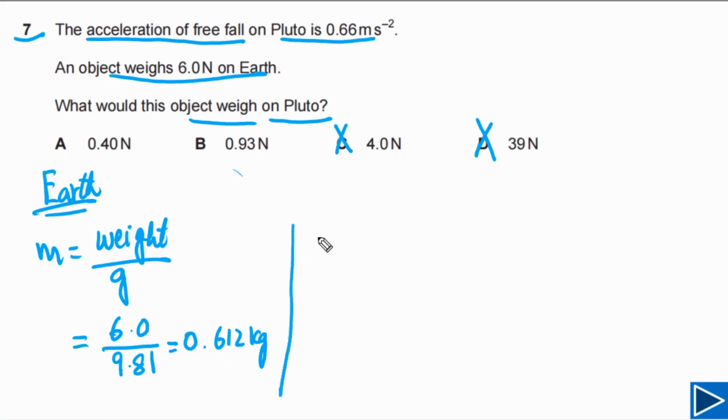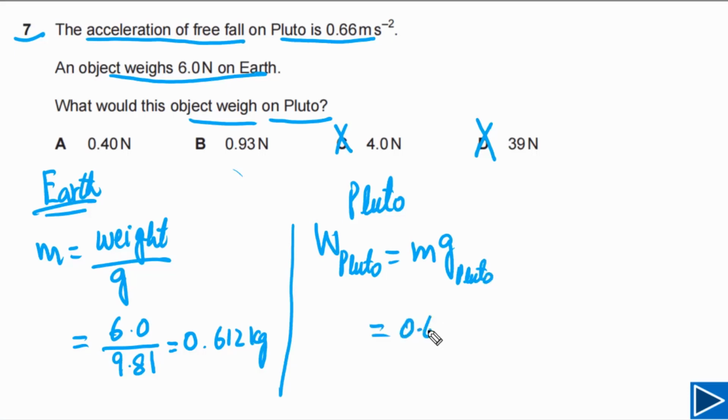Now we have the mass of the object, so we can find the weight of the object on Pluto because we have the value of g on Pluto. I will simply write here W for Pluto. This is simply equal to m times g on Pluto. Mass we have, this is 0.612 kg. We have to multiply with the acceleration, that is 0.66. If we solve this one, our final answer will be 0.404 newtons.